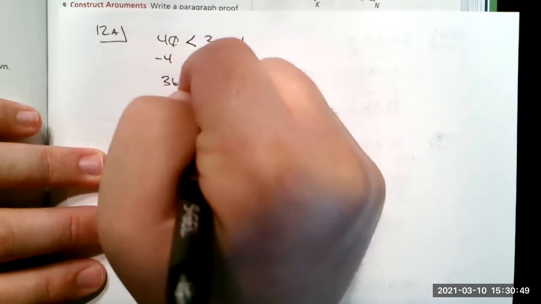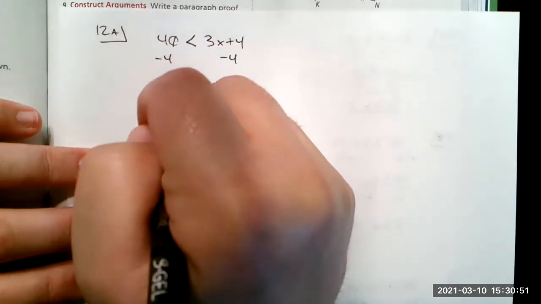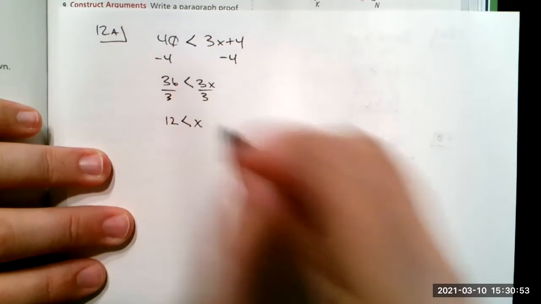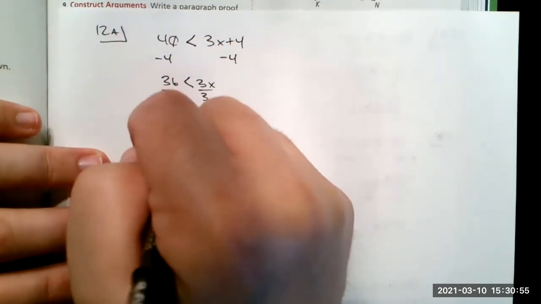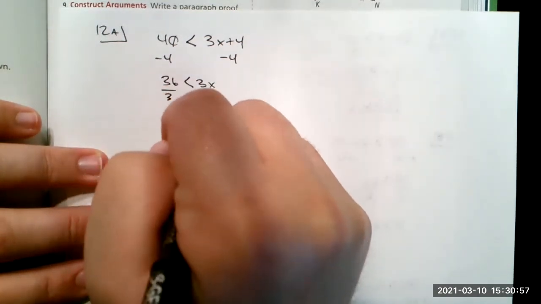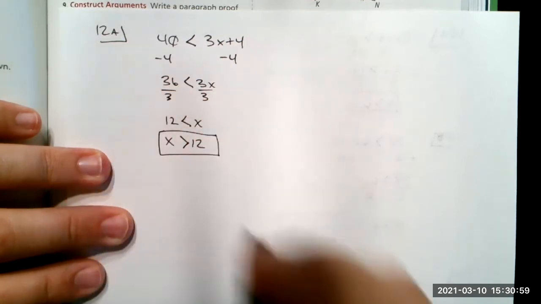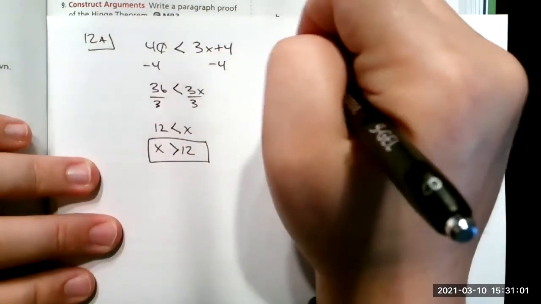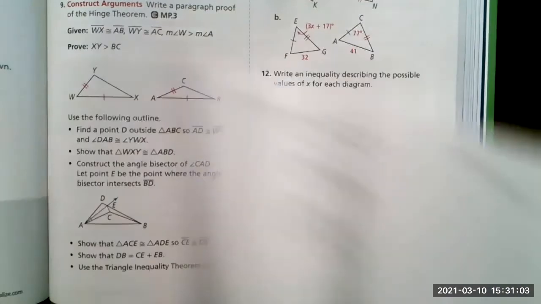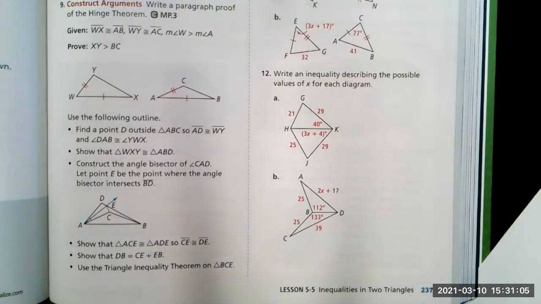So we'll subtract 4 from both sides. 36 is less than 3x. Divide both sides by 3, and I get 12 is less than x. But again, I'm going to flip-flop it. X is greater than 12. We got 12b, pretty much the same thing.